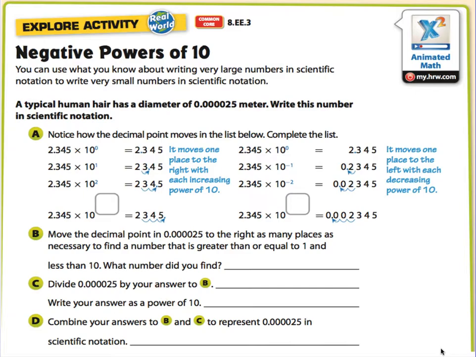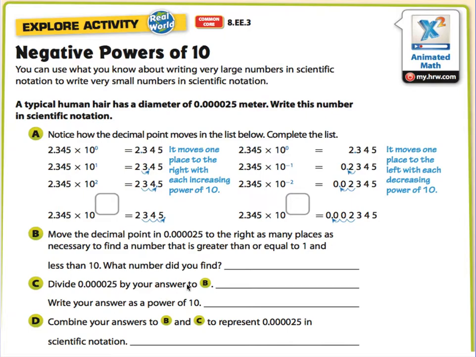So in here, we're going to take a look at a typical human hair that has a diameter of 25, let's see, tenths, hundredths, thousandths, ten thousandths, hundred thousandths, millionths. Wow, 25 millionths of a meter. So instead of writing that number out like that and going through counting the place values, we're going to go ahead and write it in scientific notation.